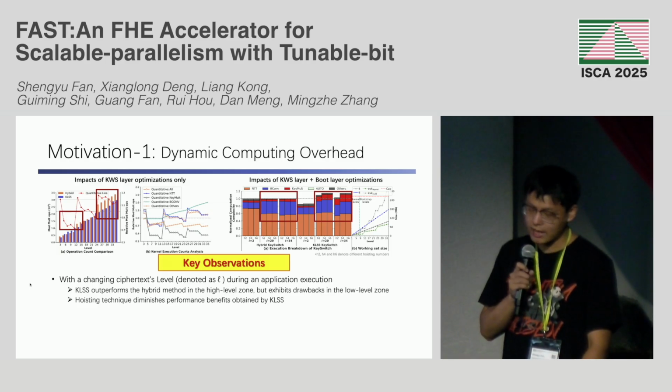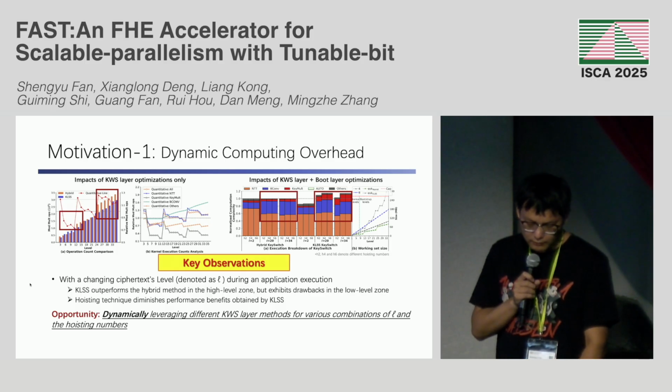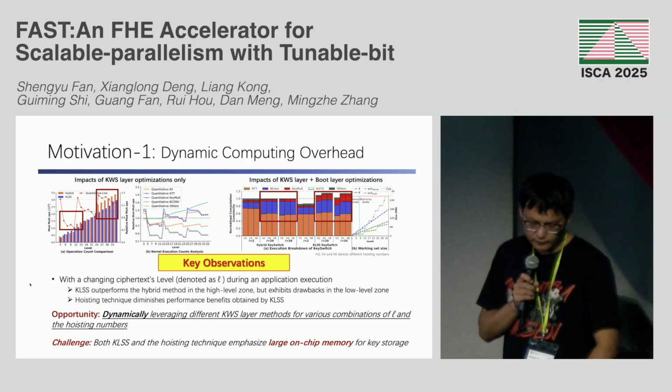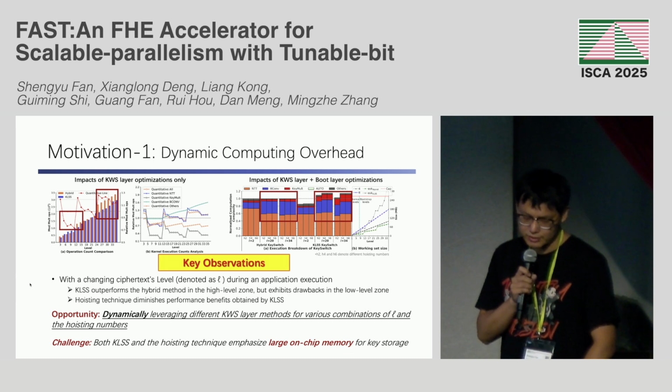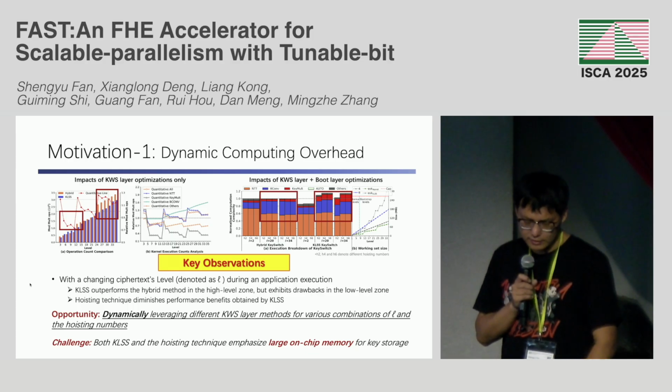This leads us to an important insight. There is room for optimization by dynamically selecting the optimal key switching method based on the current ciphertext level and whether hoisting is being used. At the same time, this approach introduces a significant challenge. Both KRSS and hoisting require additional key data, which greatly increases the storage overhead for the keys.